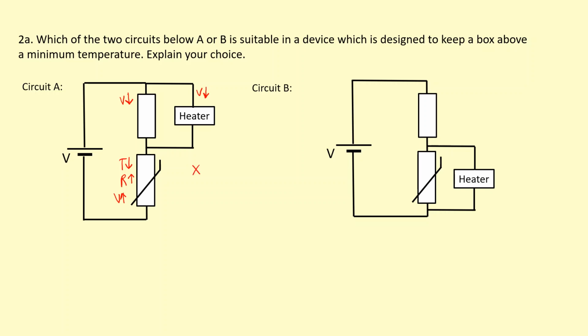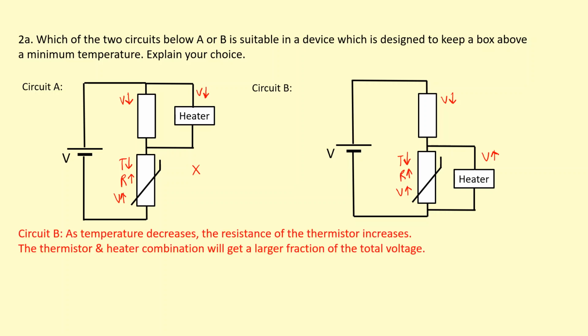Let me just show you that circuit B is suitable. As temperature goes down, the resistance again goes up. So you'll get a larger fraction of the voltage compared to the other one. And you can see straight away, if the voltage of that goes up, the voltage across the heater must also go up as well, because they're in parallel and they should have the same voltage. The voltage of the fixed resistor does decrease, but that doesn't matter too much in this case. So circuit B is suitable because as the temperature decreases, the resistance of the thermistor increases, and the thermistor and heater combination gets a larger fraction of the total voltage.